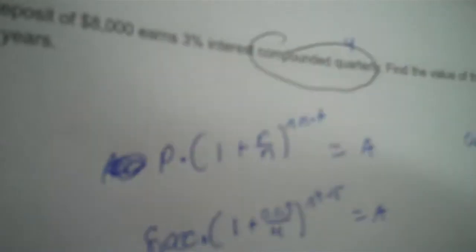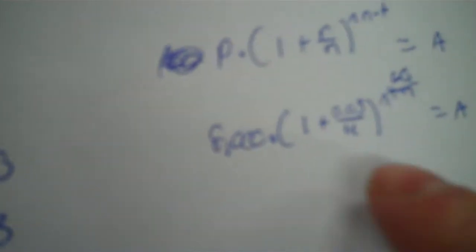Now you fill in your equation. So p is 8,000 times 1 plus, and my r is going to be 0.03 divided by my n, which is 4. Then n times t, so it's going to be 4 times 15 equals a. So you simplify your exponent, so that's 60. And you also need to find out what your base is by evaluating within the parentheses. So 1 plus 0.03 divided by 4 is 1.0075. So now I have a much cleaner equation. I've simplified it.